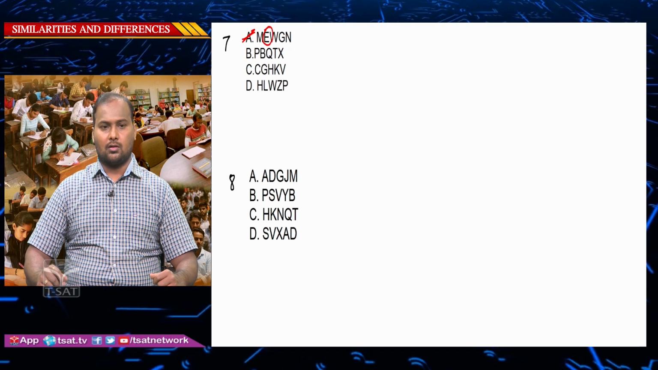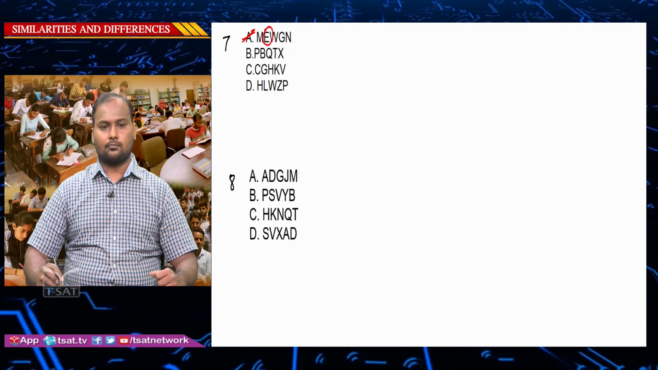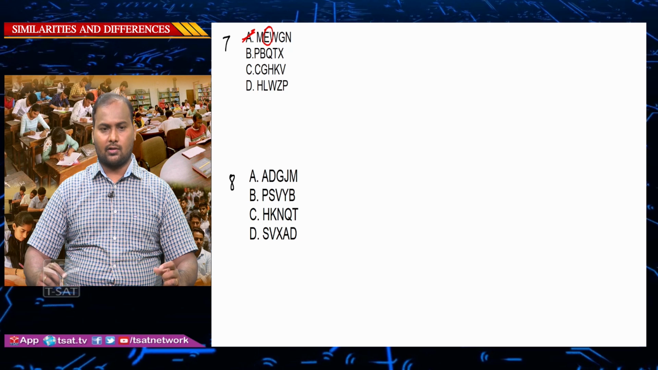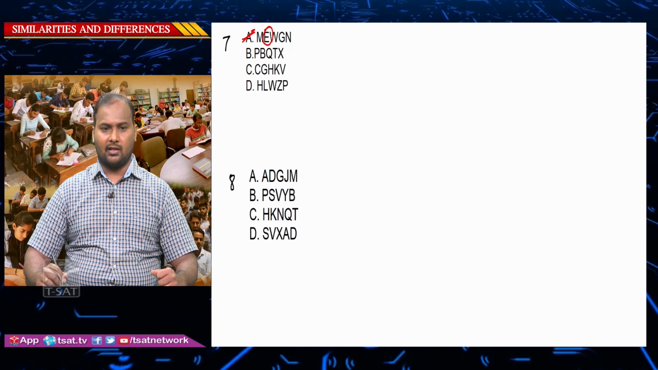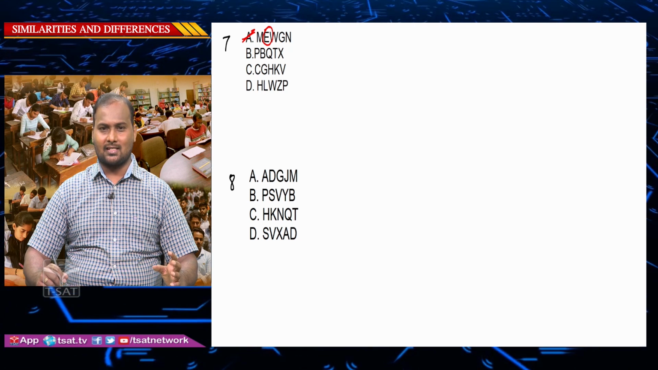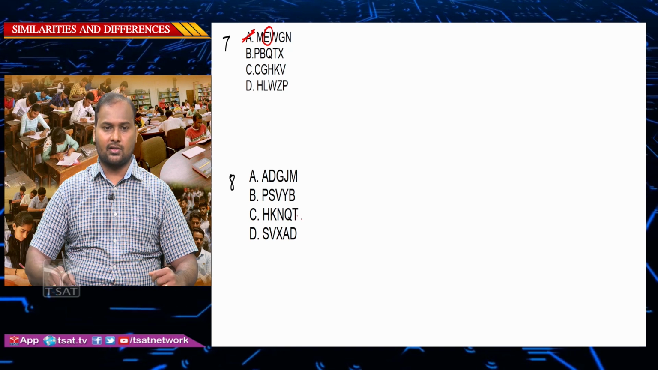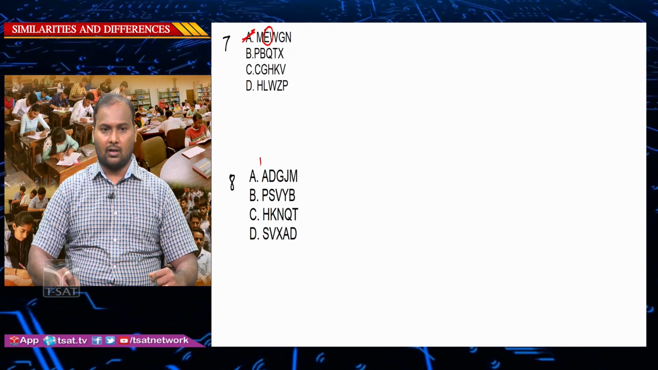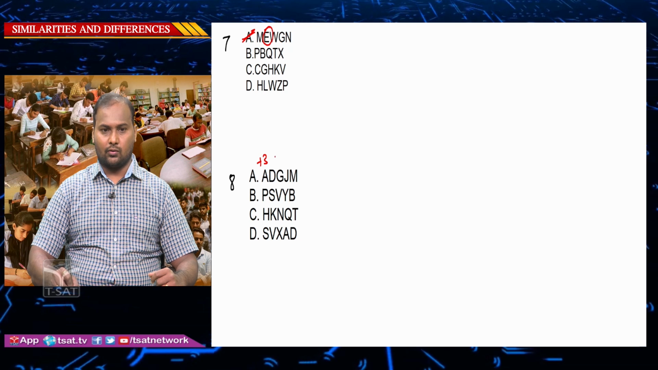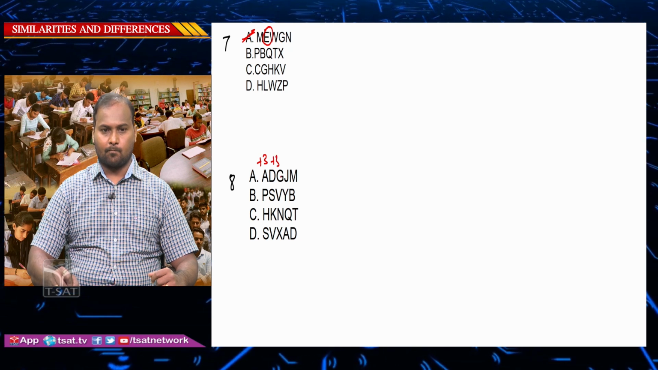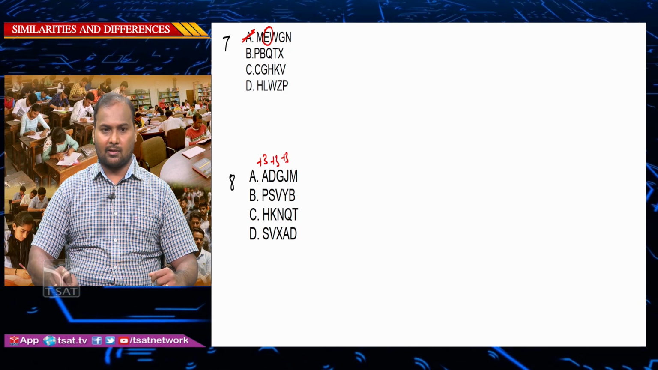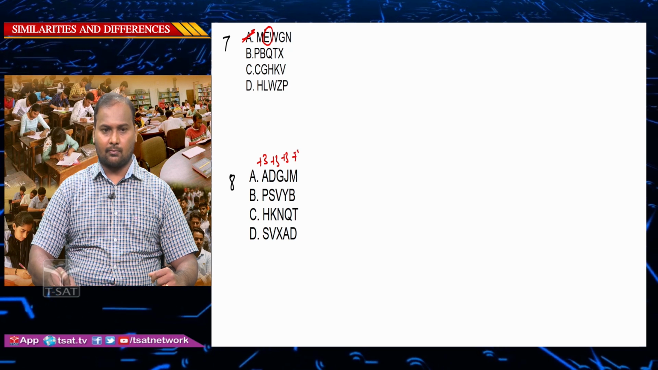Okay. So, next question. In the next question also try to observe the range of letters A, D, G, J, M. There is a consecutive increase here. That is A to D, increasing by plus 3. D to G, increasing by plus 3. G to J, here also increasing by plus 3. J to M, increasing by plus 3.